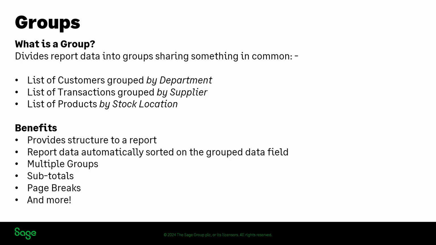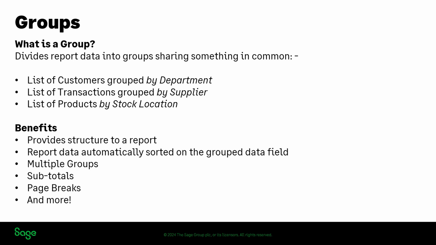And in the same way you can add multiple sorts, you can add multiple groups as well, if it makes sense to do that. The two main reasons for adding groups to reports are, firstly, to provide structure, and secondly, the ability to add subtotals for each group, where you've maybe included value fields on the report, for instance. You can also add page breaks to grouped reports, so the report data for each group shows on a separate page, and lots more. Now, I just want to concentrate on the first two benefits today. Everything else I've mentioned will be covered within our help center if needed.